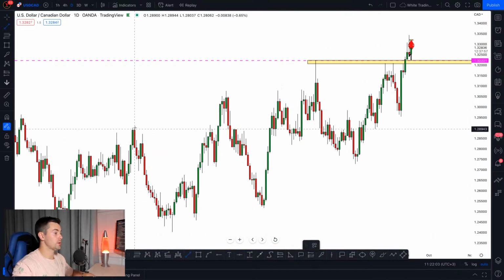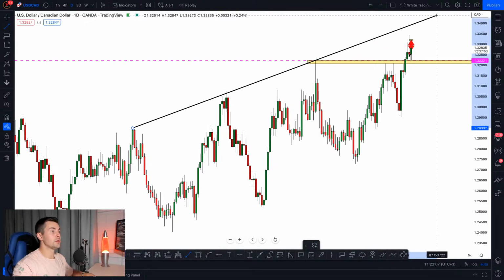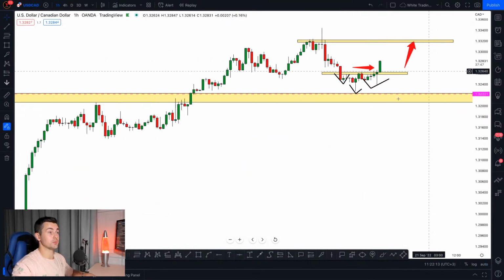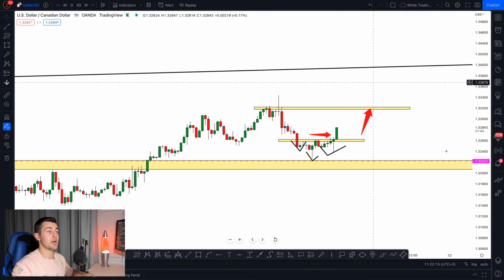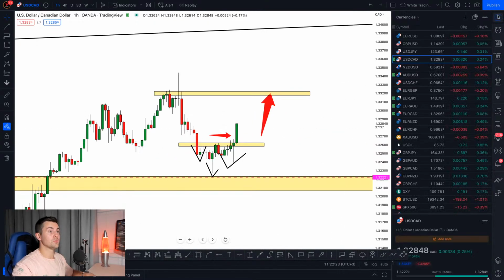If we take that structure high and draw a trend line, here will be our next goal for buyers, that major rising trend line. So the profit potential here can be very nice on dollar CAD. So be prepared for bullish continuation. By the way, such a nice bullish movement.